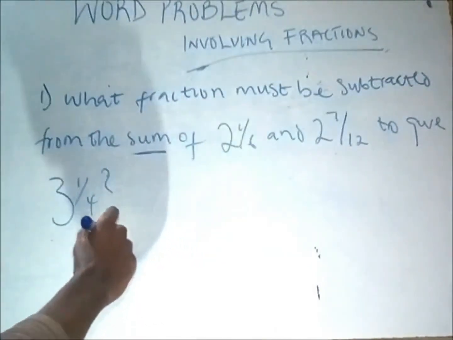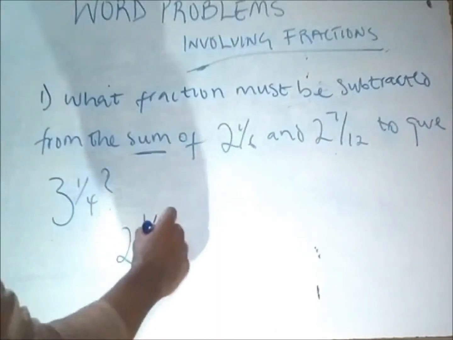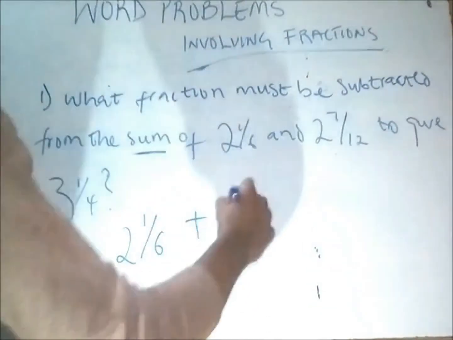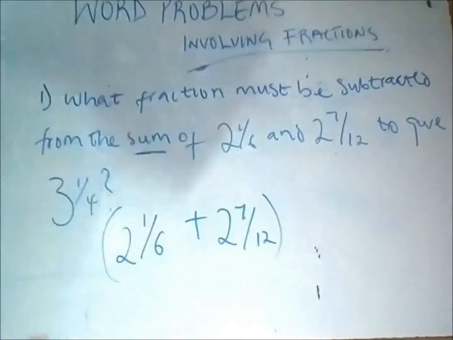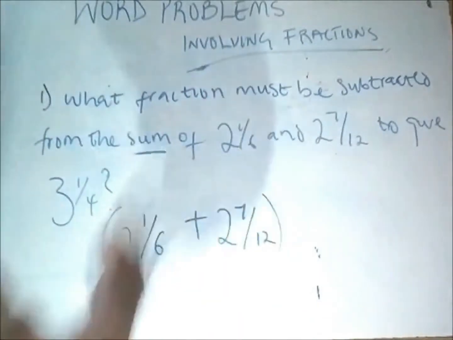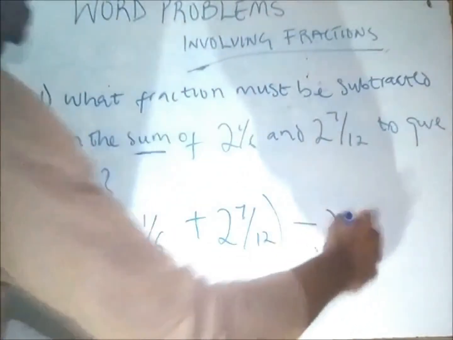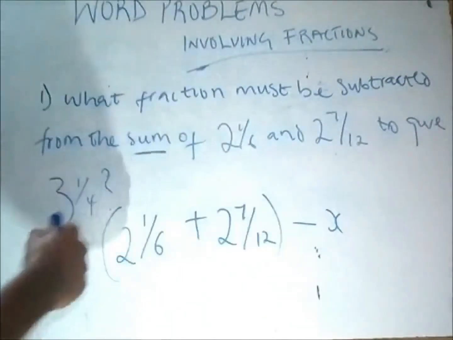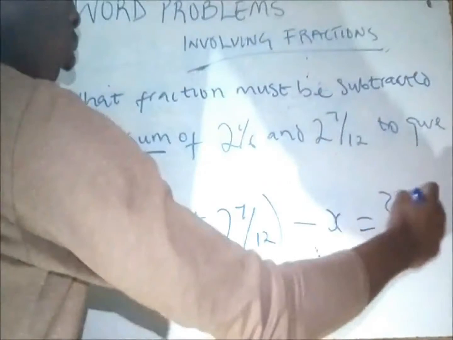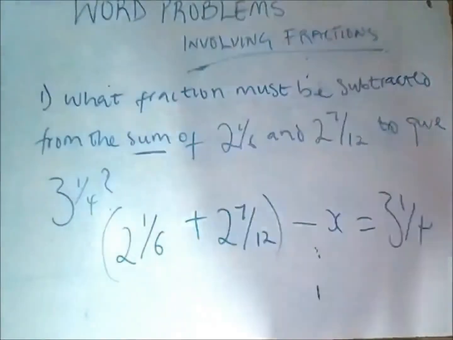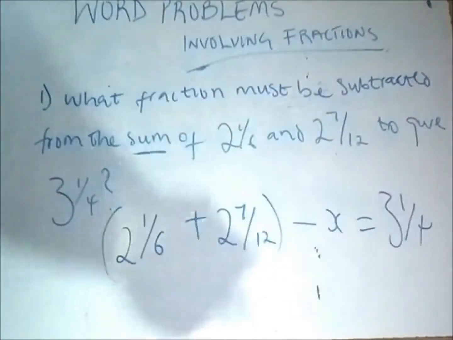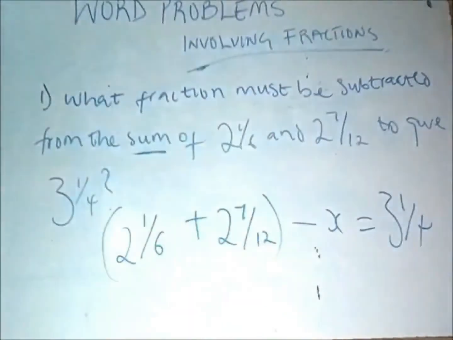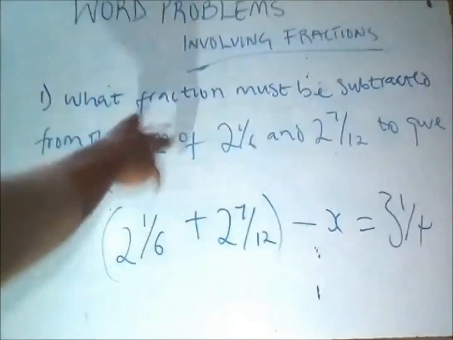So 2 1/6 plus 2 7/12. The fraction that will be subtracted, let's call it x. So this sum minus that fraction, which we don't know, so we call it x, will give us 3 1/4. They're asking what is the fraction that will be subtracted from the sum of 2 1/6 plus 2 7/12 to give us 3 1/4. So this is the interpretation of the question.